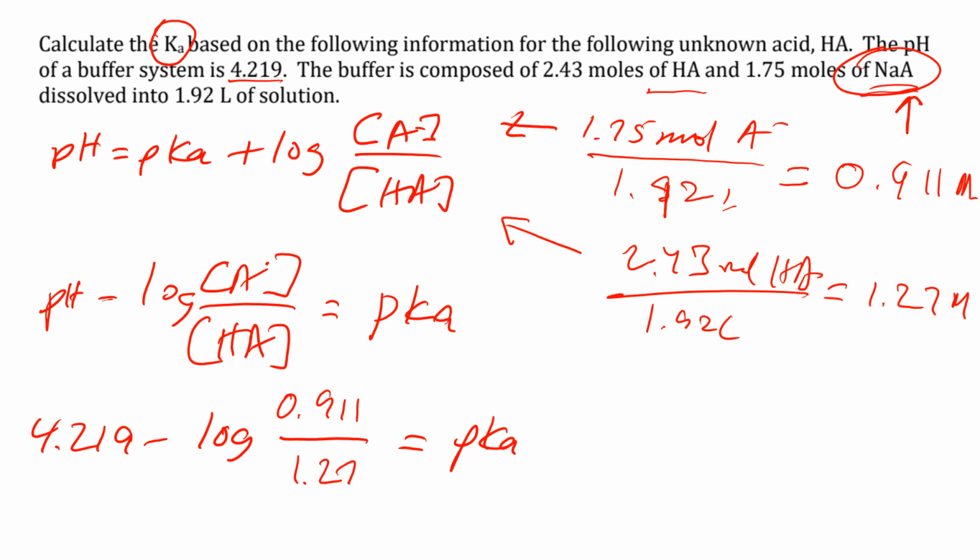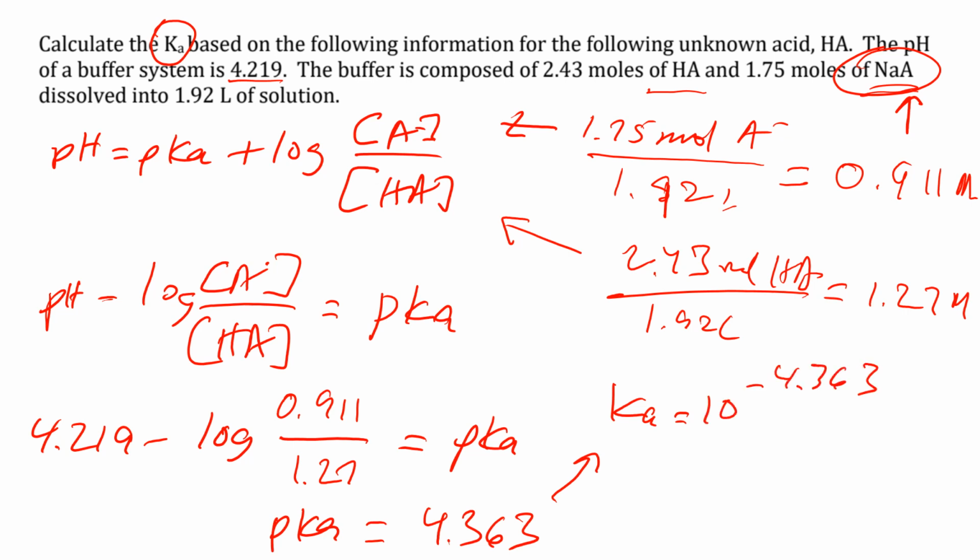I'll just do the calculation and end up with my pKa equaling 4.363. However, I'm not looking for that. I'm looking for the Ka. So how do you find the Ka? Thinking about our pH chart and all that, Ka equals 10 to the negative 4.363, and that will equal 4.34 times 10 to the negative 5. Remember, this is 3 sig figs because that's 3 sig figs right there.